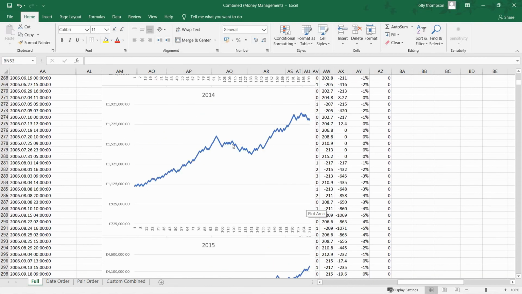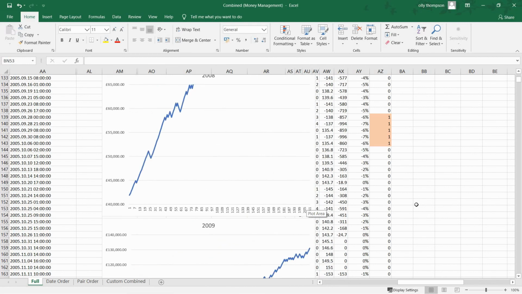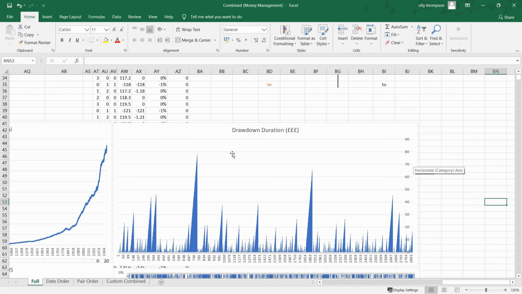It's probably here. 92 to 141. So drawdown duration, we know at this point here we've had almost 80 trades where we've not broken above previous equity highs. So what this is saying is you go from 10,000 up to 15,000, and then for 79 trades you cannot break back above that 15,000 level. On the 80th trade you finally break above 15,000.